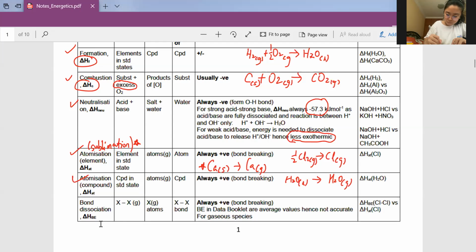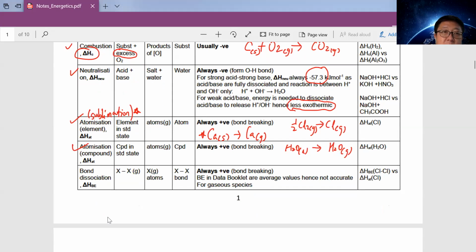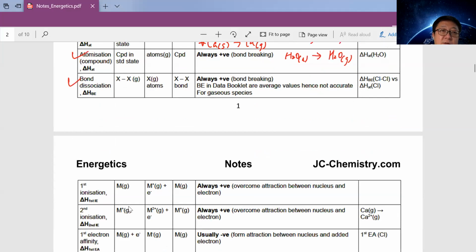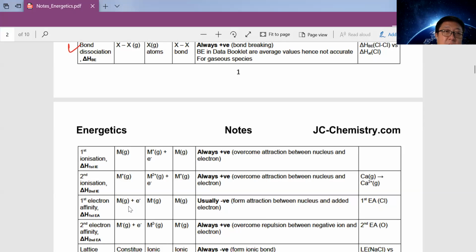Right. Then the next one, bond dissociation energy, BE. So bond breaking. So this is always positive. You need energy to break bond. For gaseous species. Later we want to use that also for calculation. Next one, first ionization energy. This one you must remember. All your lattice energy calculations involve it. So your Mg to Mg+, then Mg2+ before they can form the compound again. First IE, second IE, then your electron affinity.